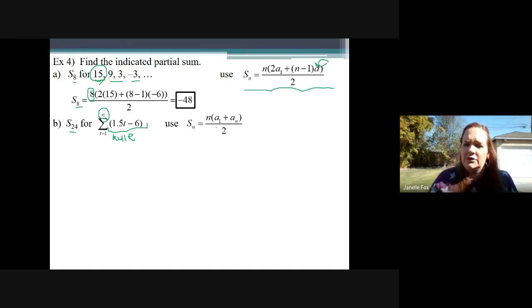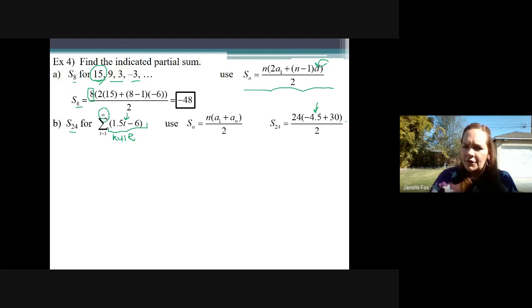So this says S sub n. This is the formula we're going to use. Remember, we just wrote it down. You can see it on your paper. So n times first term plus last term all over 2. So here we go. Then the number of terms is 24. The first term is negative 4.5. How did I get that? I took 1 and plugged it in for t right here in this spot. And so 1 times 1.5 is just 1.5, and I subtracted 6 and I got negative 4.5. So there's my first term.